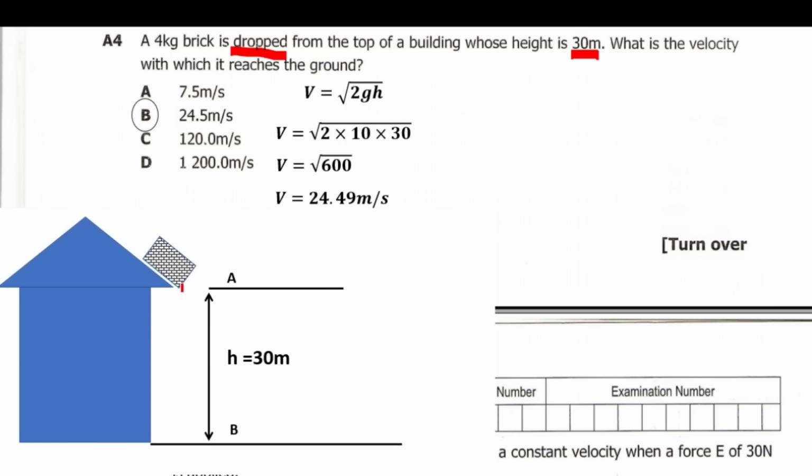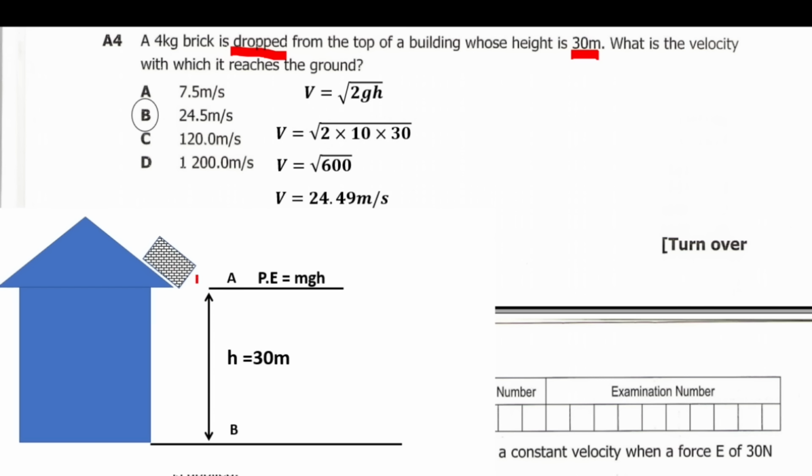So it is at the roof of the building, the top of the building, and the distance from the top of the building to the ground is 30 meters. So what we should know is that any object raised above the ground possesses some potential energy. All right. So what is potential energy? Potential energy is energy possessed by an object raised above the ground. So since this is raised above the ground at a height of 30 meters, it has some potential energy here. All right.